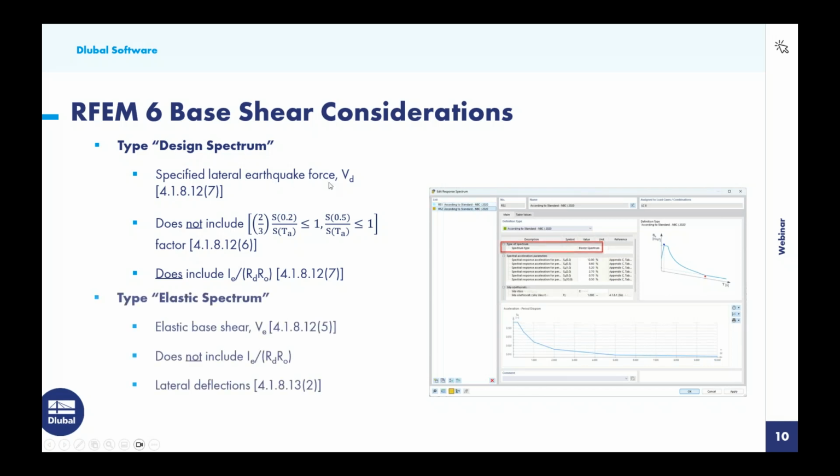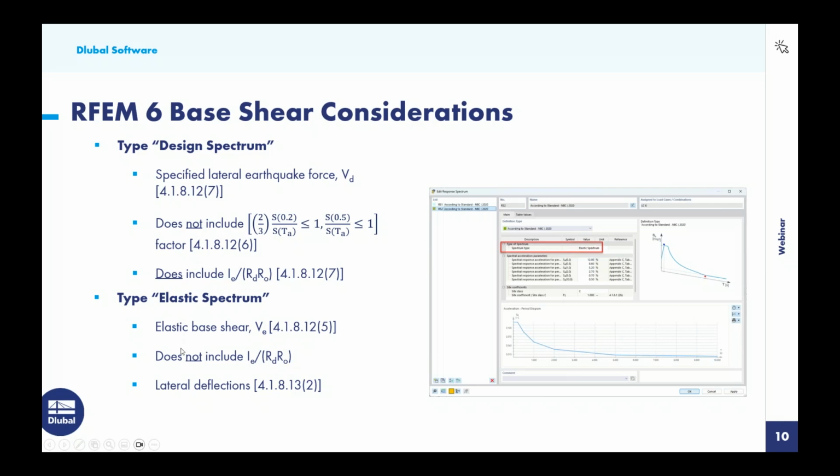If you also remember, I had mentioned there is the elastic spectrum type that we haven't seen so far, but that is the additional option within the dropdown. This is going to give us the elastic base shear, V sub E from 41812.5. So it includes no factors at all, including that I sub E over RD times RO.